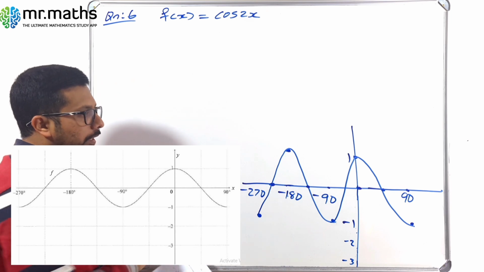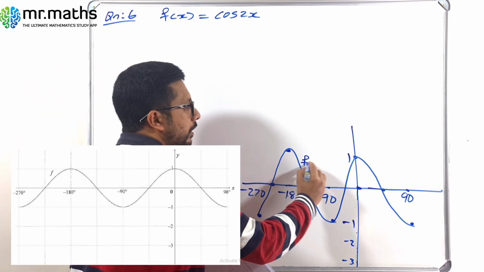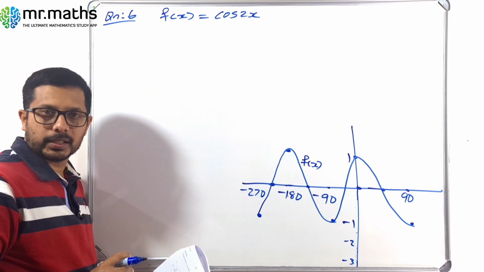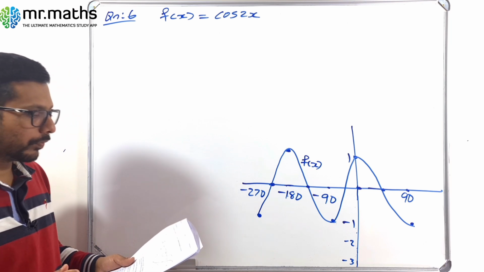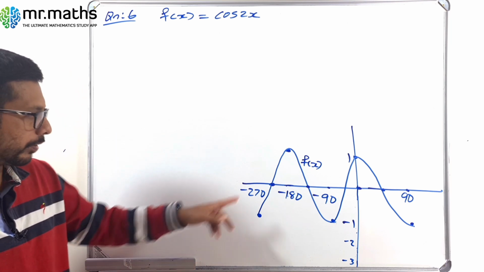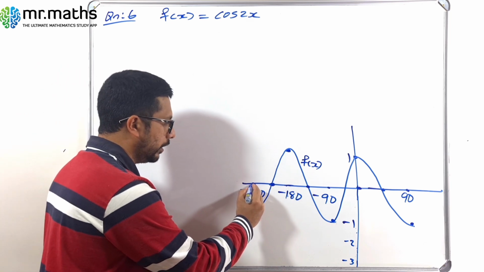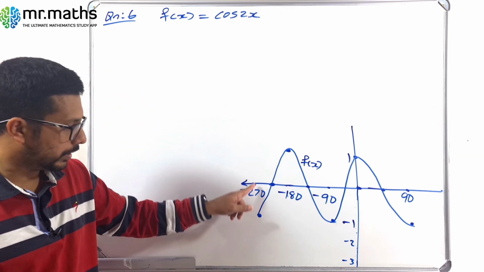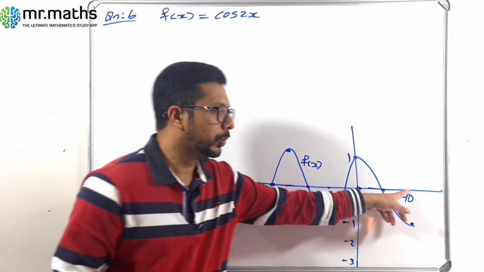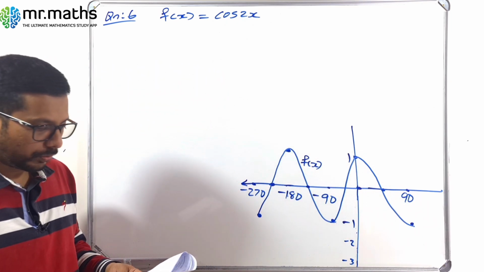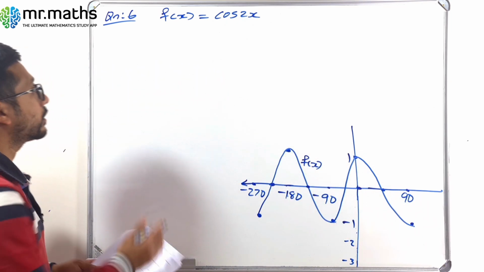Okay, so there is a graph given like this, and this is the given graph f of x. Now based on that, the domain is from minus 270 to positive 90. Based on that we have to answer the remaining questions.